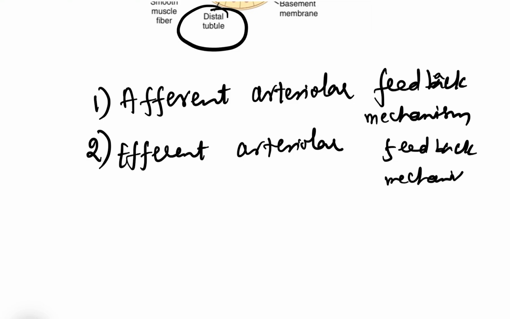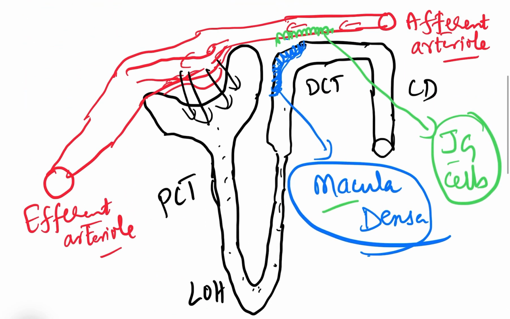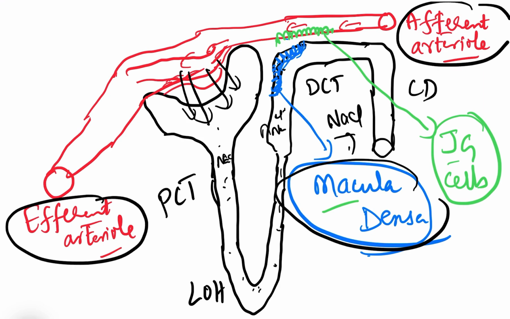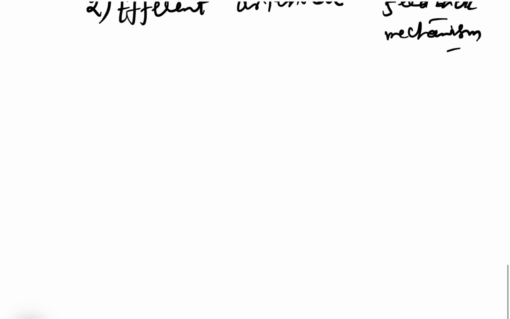What is this efferent arteriolar feedback mechanism? Coming back to the diagram, as I have already highlighted, the macula densa senses the sodium and chloride level at the tubular level. Any increase or decrease of the sodium chloride level sensed by the macula densa can alter the lumen of the afferent and efferent arterioles. Either it can increase or decrease the afferent arteriole or efferent arteriole diameter. How is this possible? Let us discuss now. I will draw a flow chart to understand this.